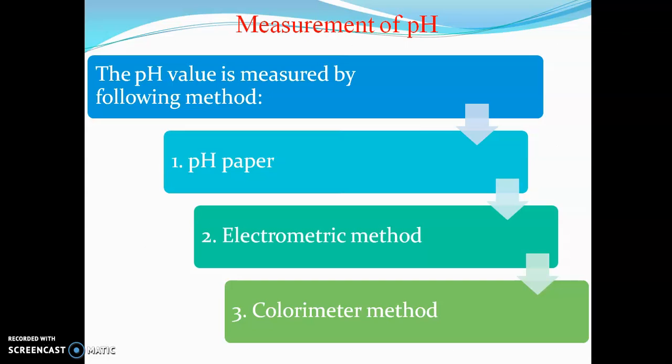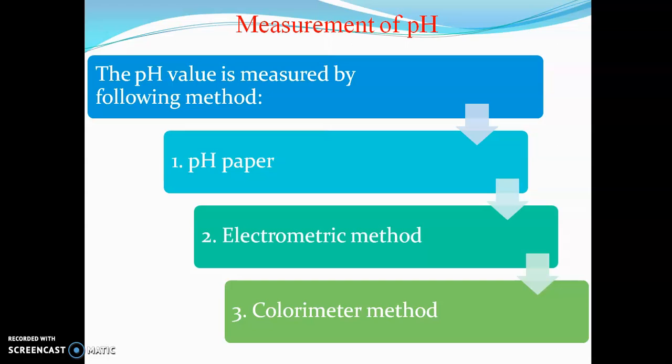For routine work, the pH of a solution is determined by pH paper. The pH paper of both broad and close range is available, and the color of the pH paper changes according to pH, and the colors produced in contact with solutions of different pH are given on the reel of the paper.